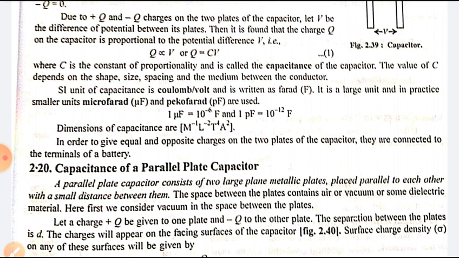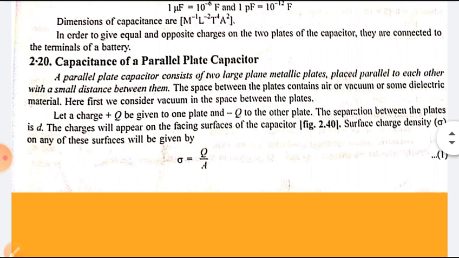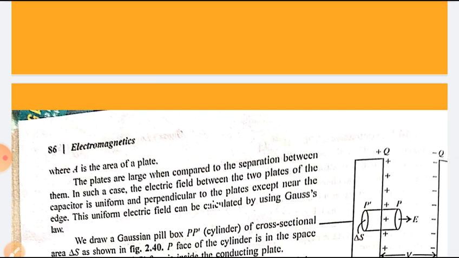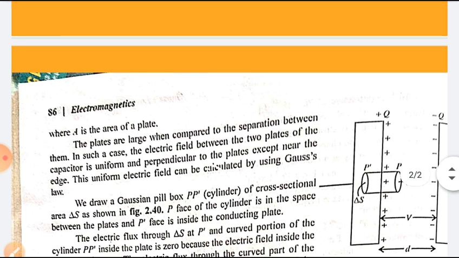The surface charge density sigma on any of these surfaces will be given by sigma is equal to Q upon A, where A is the area of the plate. Let the plates be large compared to the separation between them. In such a case, the electric field between the two plates of the capacitor is uniform and perpendicular to the plates except near the edges.